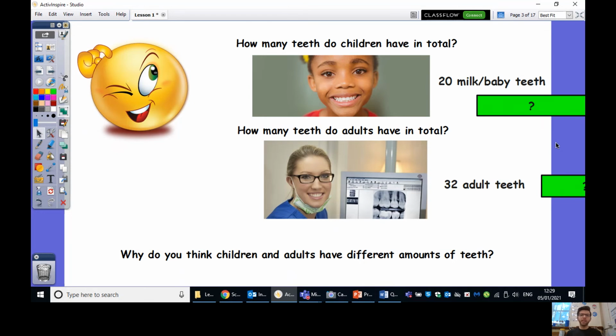So maybe you've had a think about that and had some suggestions. The main reason that we don't have 32 adult teeth in children's mouths is because they simply wouldn't fit. An adult's mouth is much bigger, so has more room to fit all of those teeth in, whereas children don't have the same amount of room in their mouths. So that's the only reason for that. As you grow, more teeth then have room to move in.